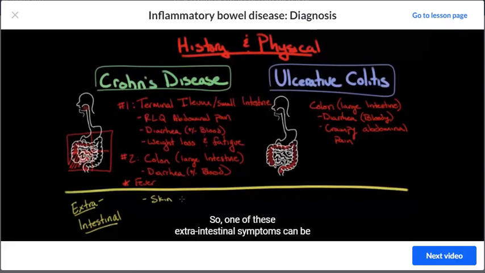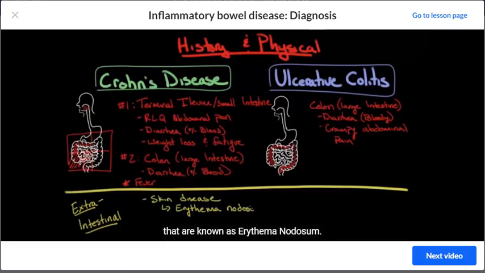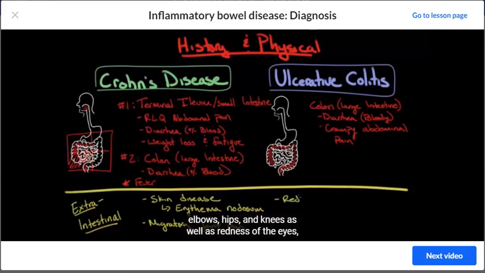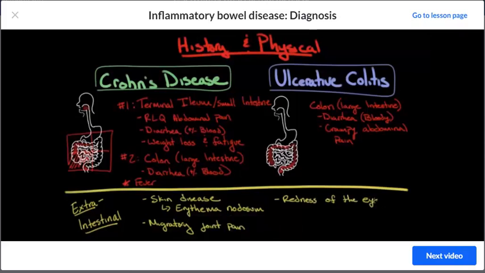So one of these extraintestinal symptoms can be skin disease, such as these red, tender nodules that are known as erythema nodosum. They can also include joint pain that often seems to migrate between different joints, such as the shoulders, elbows, hips, and knees, as well as redness of the eyes and liver disease.